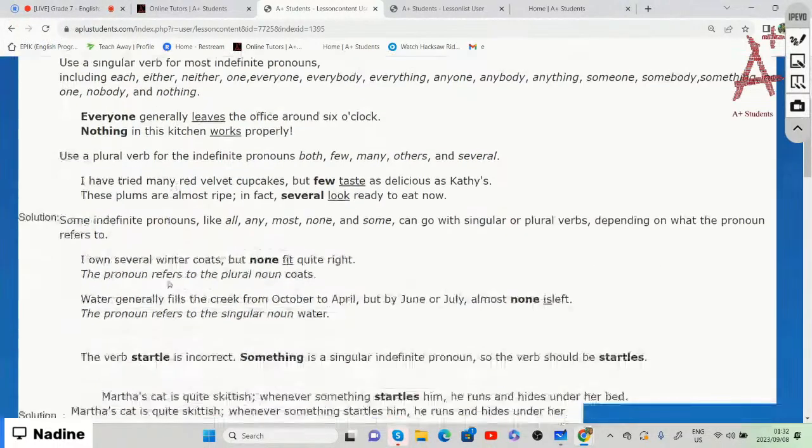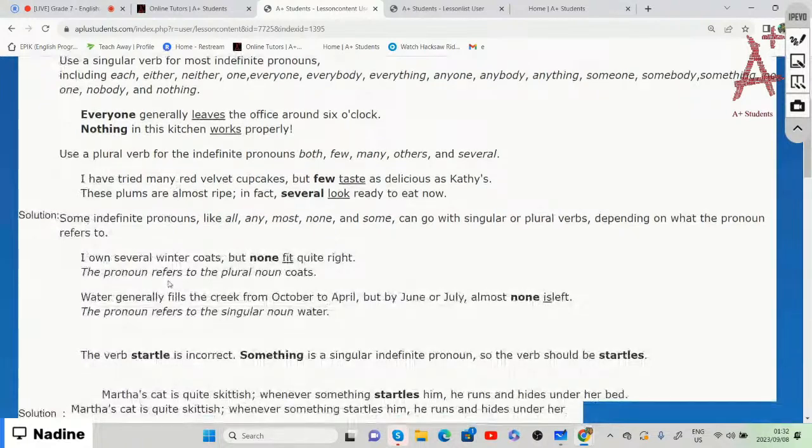I own several winter coats, but none fit quite right. Not fits quite right, fit quite right. And in this case, the pronoun refers to the plural noun coats. So coats, they fit. Water generally fills the creek from October to April. But by June or July, almost none is left. And the pronoun refers here to a singular noun, which is water.